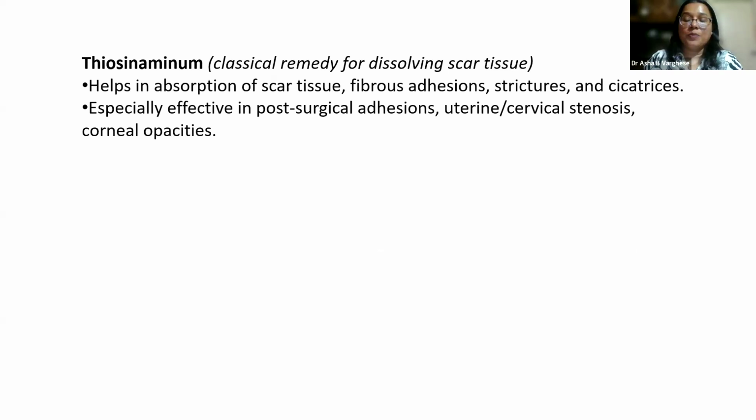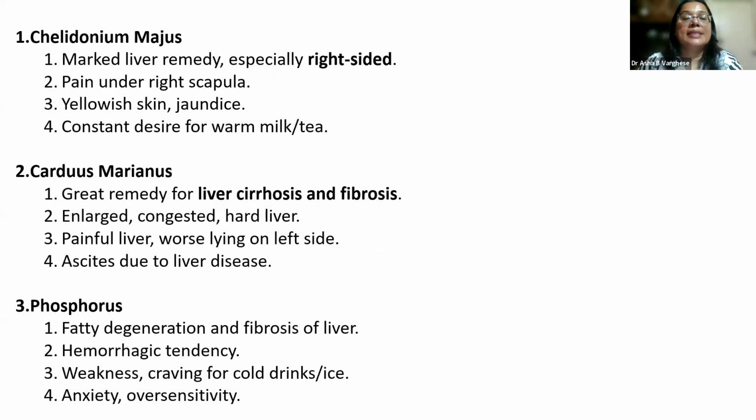Now we will look at all the remedies in general. So I have already spoken about thiocyanum. Next is chelidonium. It is a right-sided liver remedy, and there will be pain under the scapula region. Kali Carb also will get that pain. Yellow skin, jaundice. Constant desire for warm milk or tea.